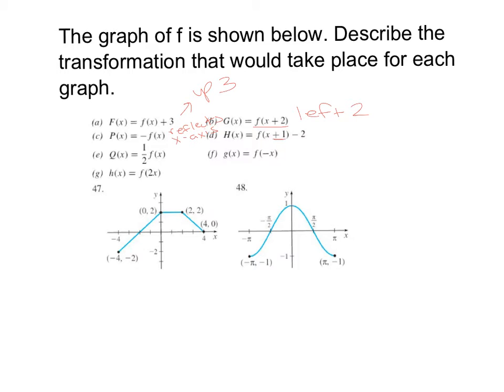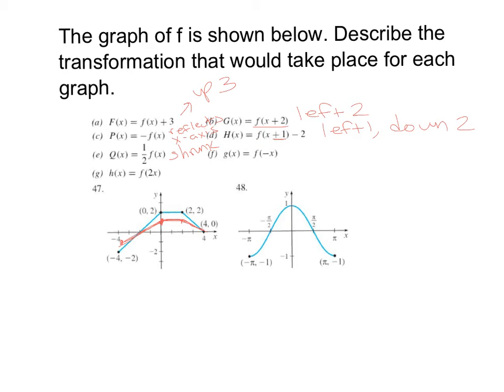This one has the +1 on the inside, so that's left 1. -2, down 2. This one, what's the word? Not shrink. I guess it's shrinking. So all the y values are cut in half. Like for E, for instance, this would go from 2 to 1. So all the y values are shrunk, I guess.